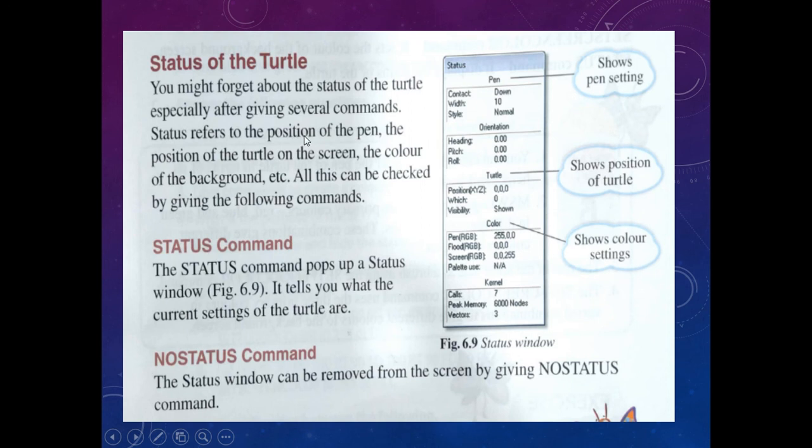So status refers to the position of the pen, the position of the turtle on the screen, the color of the background, etc. All this can be checked by giving the status command. We have to click on the status button that is present in the commander window. The status command pops up a status window. It tells you what the current settings of the turtle are. And when you don't want to see the status, we have to click on the no status button. The status window can be removed from the screen by giving the no status command.